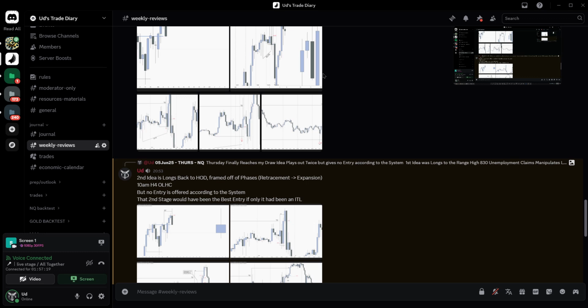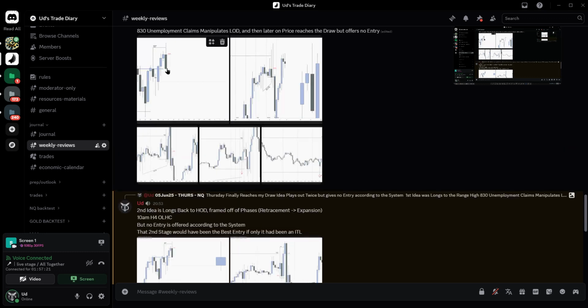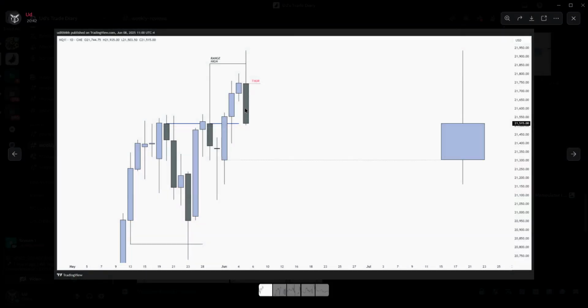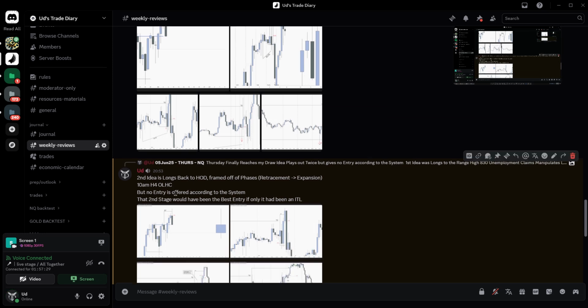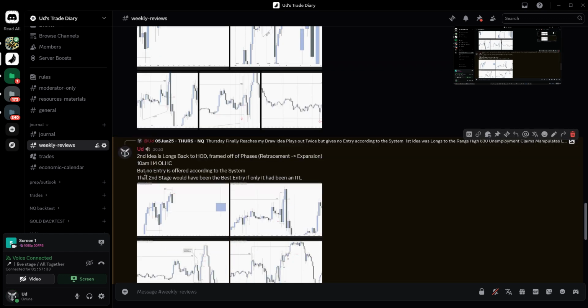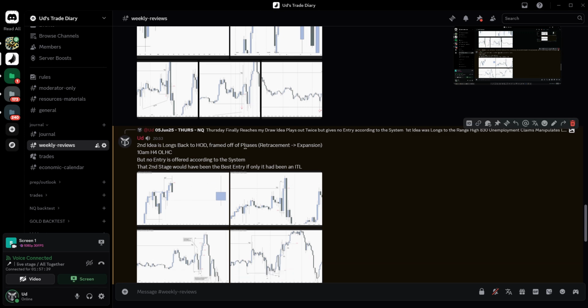Okay, the second idea would be again longs. If you see this day, daily is an open high low close, it is a down close day, correct? But still I could have framed, I didn't frame this, okay? I saw this off of hindsight, I didn't frame this live. Second idea also again longs, back to high of the day, okay? Framed off of what? Phases of price delivery.